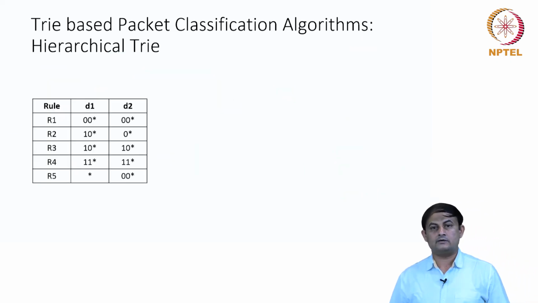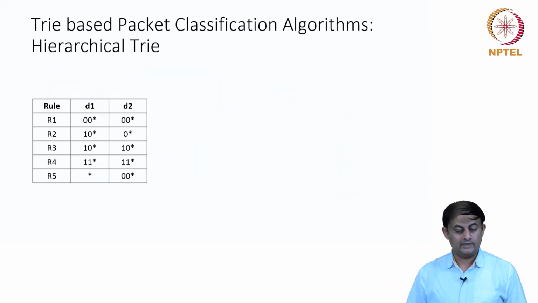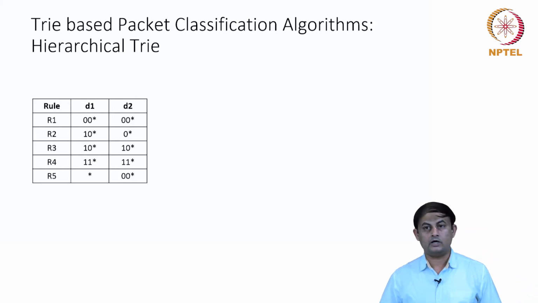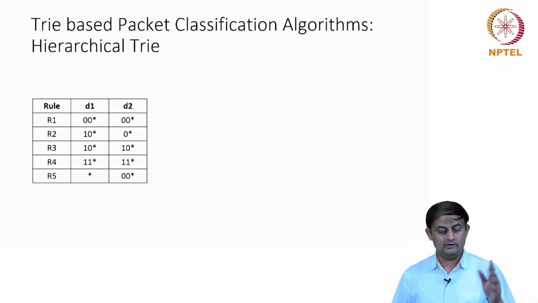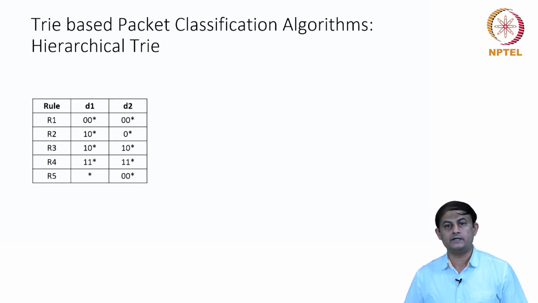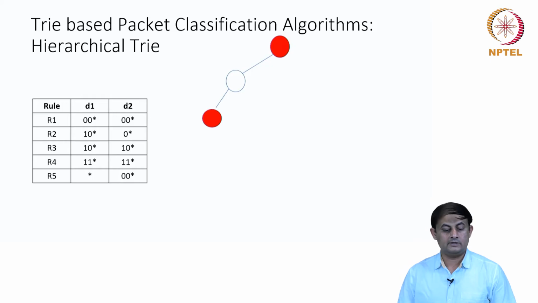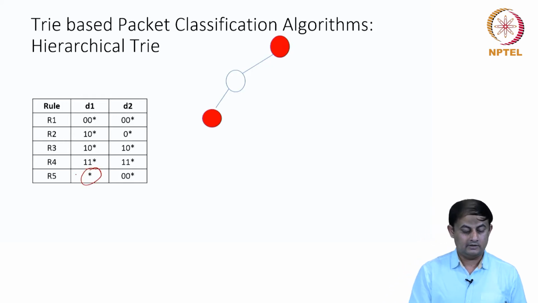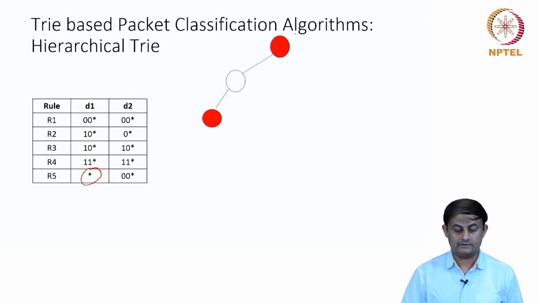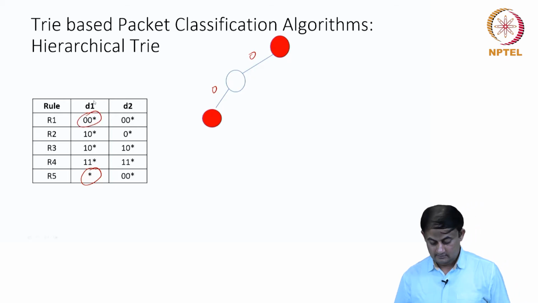So here is a classifier with 5 rules, R1 to R5, and the prefix values for the dimensions D1 and D2 are shown here. And as usual, we go one dimension at a time and construct the trie. So here is the node, which represents the star. The root node itself is highlighted, so that is okay. And this one, 0 0. So this prefix is now taken care of.